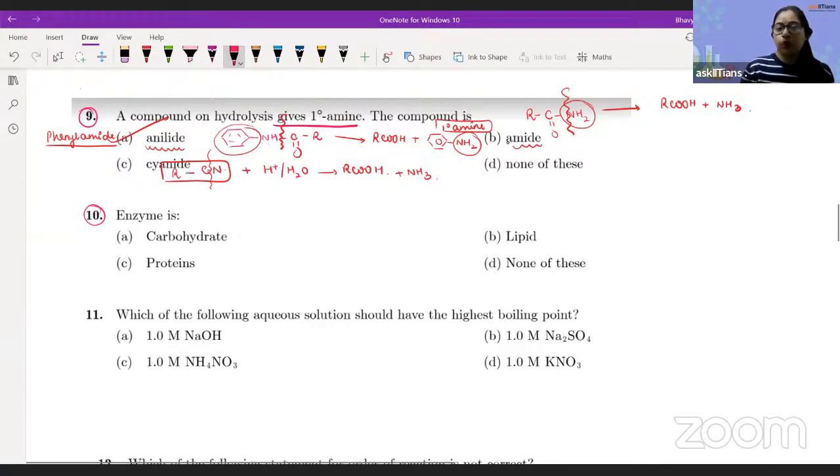Then we have the 10th question: what is an enzyme? I think this is the first or second line of your biomolecules chapter, that all enzymes are proteinous in nature. They're made up of amino acids, right?